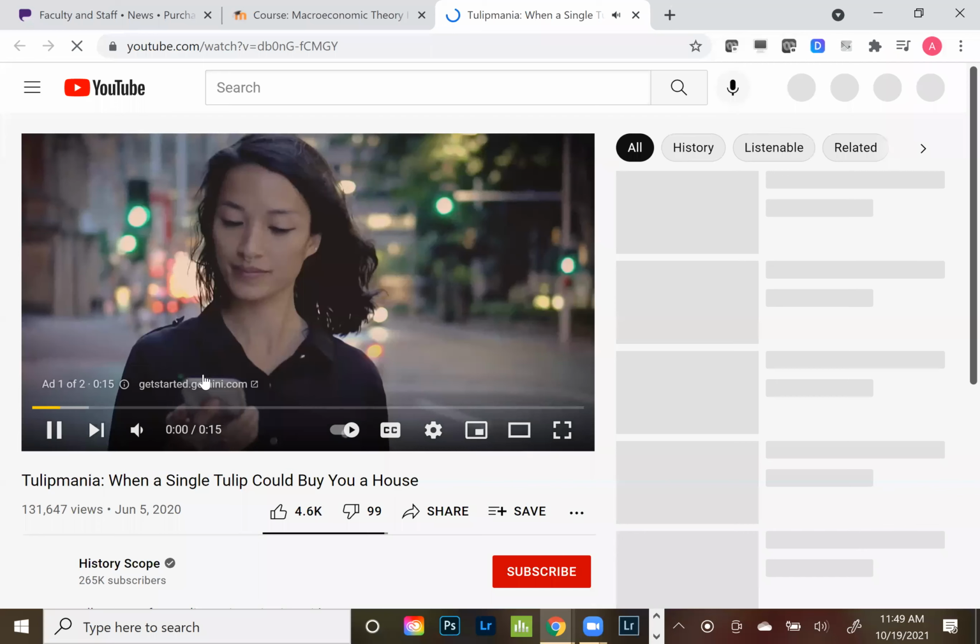And to put this in modern day perspective, an average carpenter in the Netherlands earns about 30,000 euros per year, meaning this bulb would cost about 300,000 euros. 300,000 euros for a single bulb.